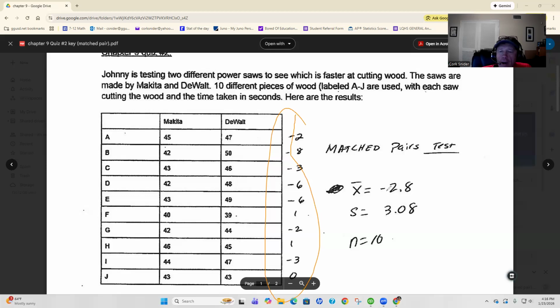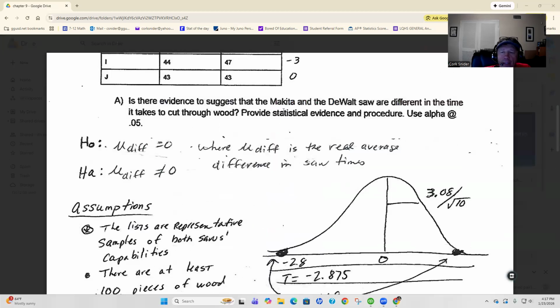Okay. All right. Here's the particulars, the mean, -2.8. So on average, Makita was 2.8 faster. Standard deviation was 3.08. N was 10. Okay. No problem. All right. So let's go down here and let's look at the question. The question is, is there evidence to suggest that they're different? Different is a not equal to term. Okay. So provide evidence and procedure, no problem.